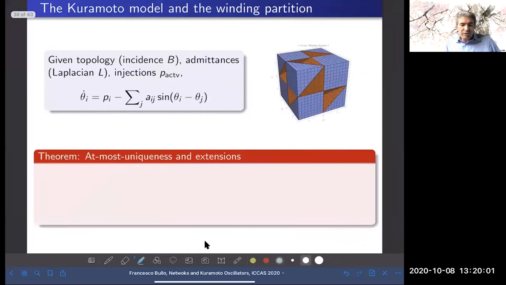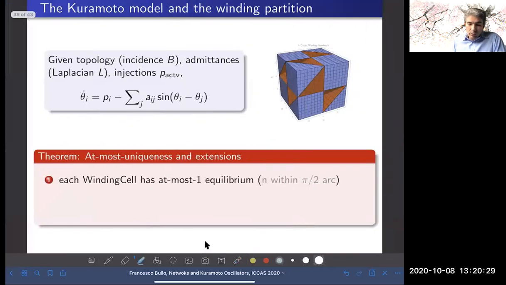Let me not spend too much detail about the setup of this winding partition. I will just say, why are we interested in it? This is my last result. Once again, we are interested in finding synchronous solutions to the Kuramoto equations, which correspond to active power flows, which are equilibrium solutions of this equation. We give a sufficient condition for one solution to exist, but we know that in general, more than one exists. What is it that we know now? What have we discovered with this construction? Why is this construction useful?